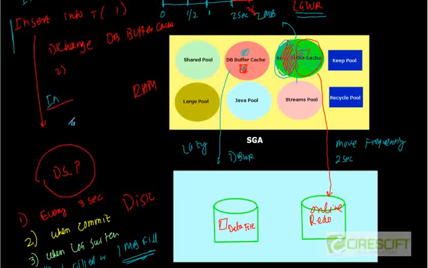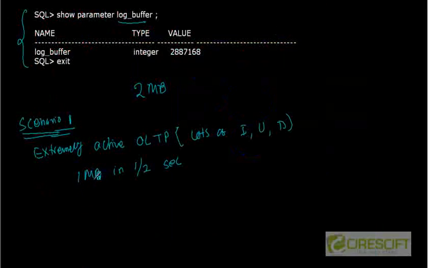So this is sometimes not acceptable. That means you have two options. Either you buy a faster disk, where whenever we write something it is written immediately. So to solve this scenario one problem, you need a faster disk, so that log writer, instead of taking 2 seconds, can finish in 1/4 of a second.